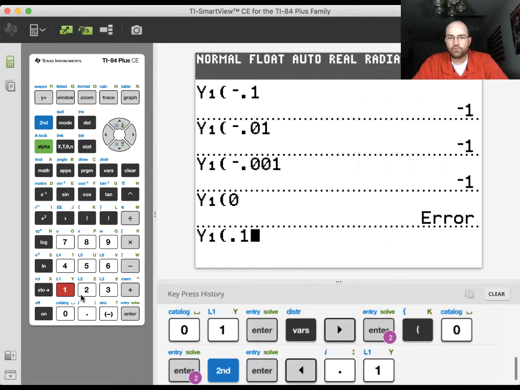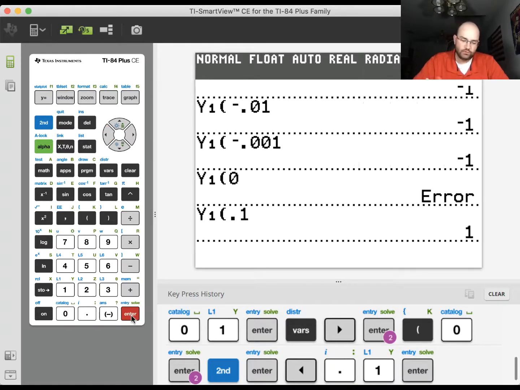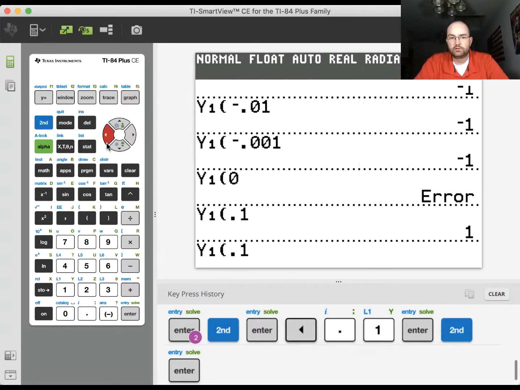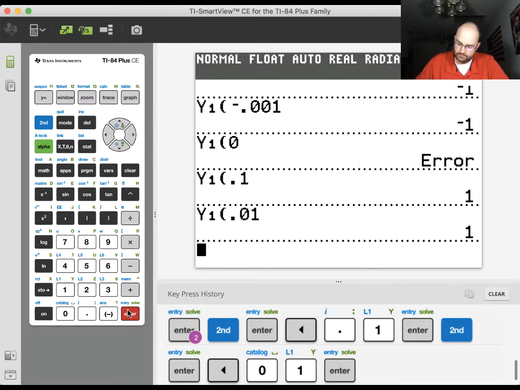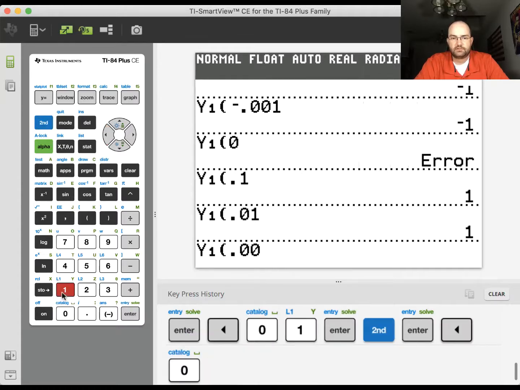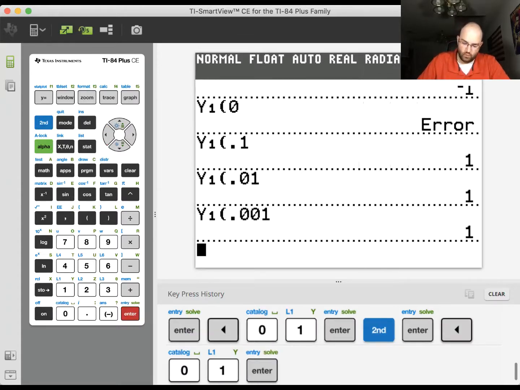Alrighty, so 0.1 is the next number we want to look at, which is 1, because we're to the right of 0 this time. And then if we do 0.01, it should give us 1 again. It does. And then do this one more time. That gives us 1 again.